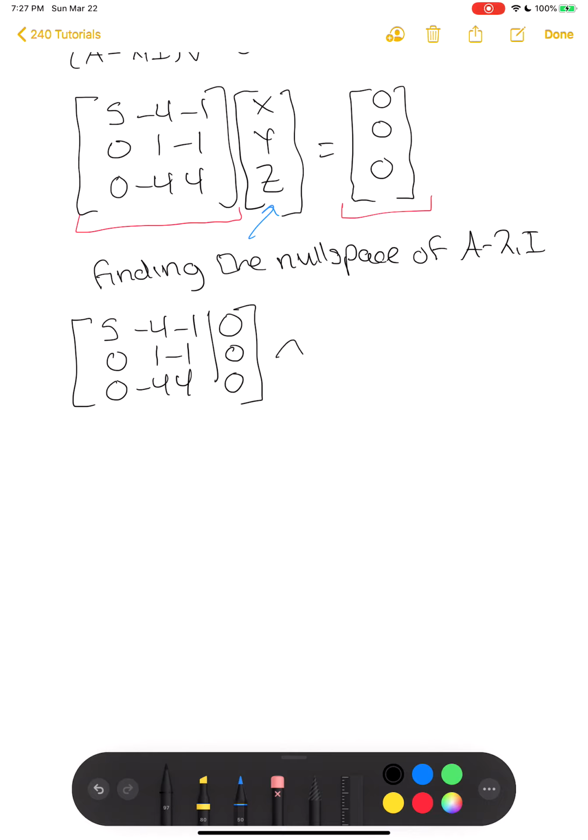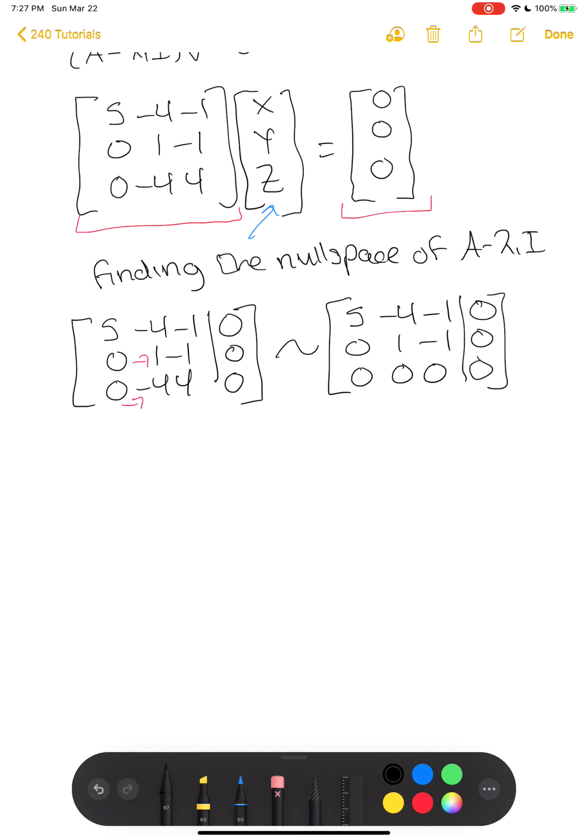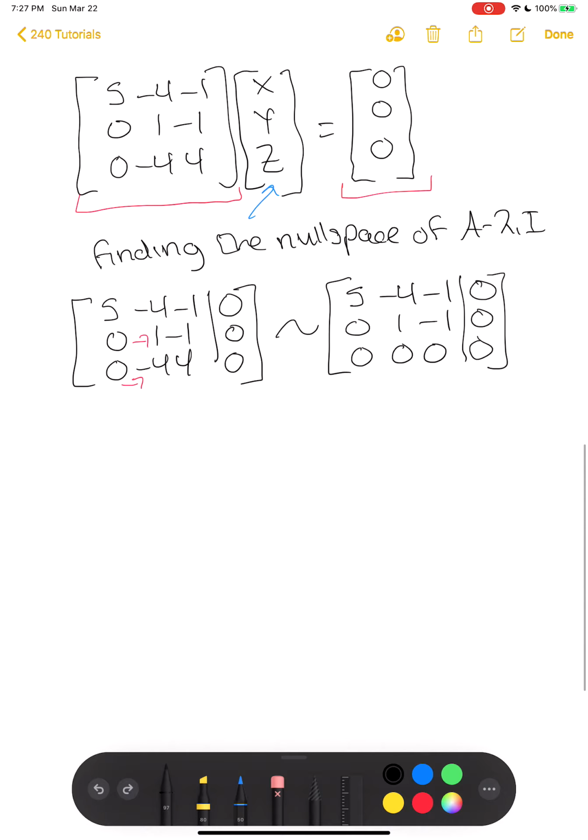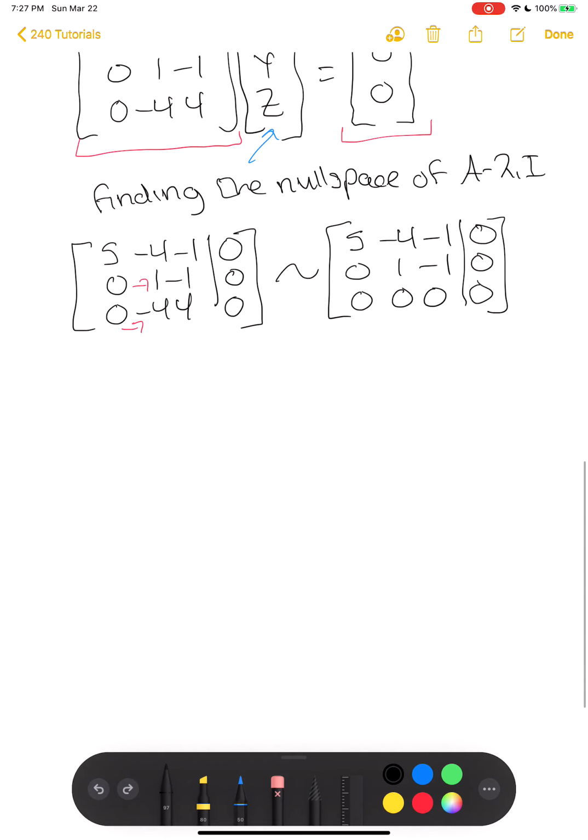So what we can do is just take one step. You'll see these 2 rows here are scalar multiples of each other. So we have 5, negative 4, negative 1; 0, 1, negative 1; and 0, 0, 0. I don't really care about getting it entirely into row echelon form. I can keep this 5 here because I just need to be able to figure out what one vector that works here is.